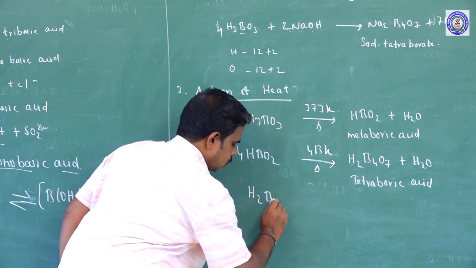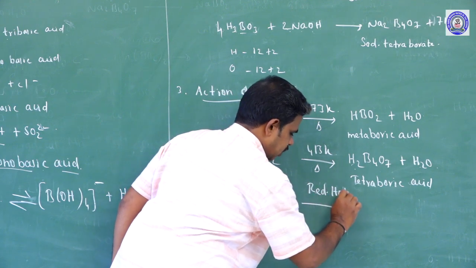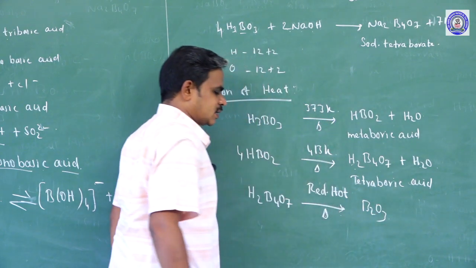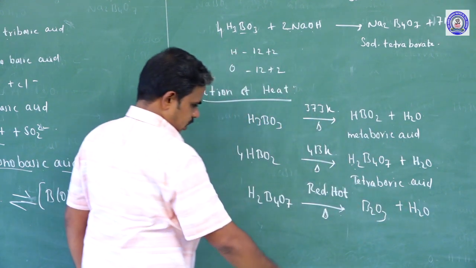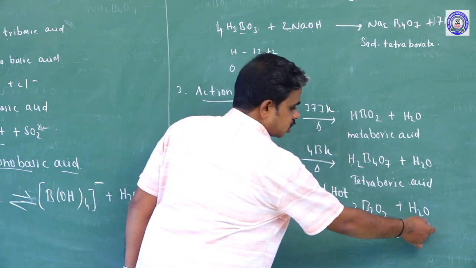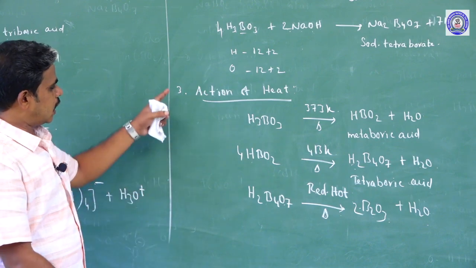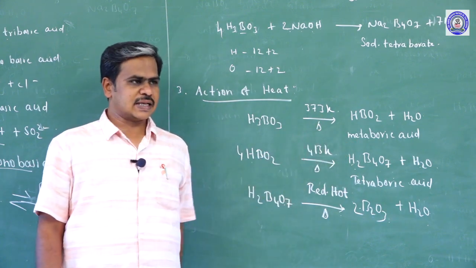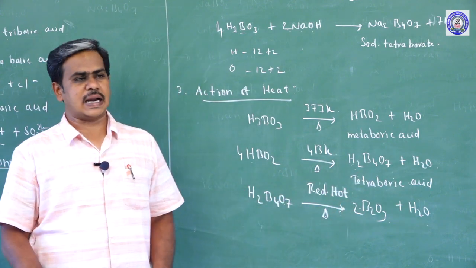Tetraboric acid, H2B4O7, when heated to red hot condition, gives B2O3, that is boric anhydride, and water. Then balance the equation. 2 boron, 4 boron, so it is 2. And hydrogen 2, oxygen 7, so 6 plus 1, 7, so it is balanced. So it is action of heat: boric acid on heating gives metaboric acid, metaboric acid on heating gives tetraboric acid, tetraboric acid on heating gives boric anhydride.